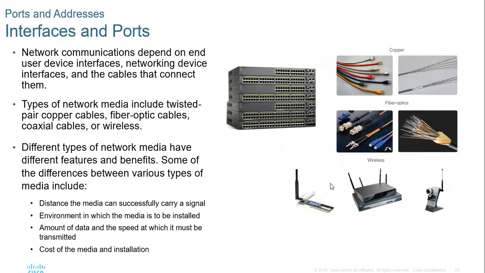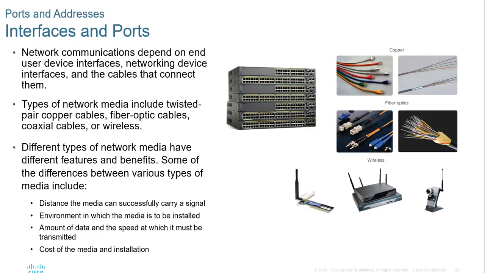Interfaces and ports. So these are the basic switches and different connectors are there, like copper connectors, fiber optic cables, wireless connectors. Network communication depends on end user device interfaces, networking device interfaces, and cables that connect them. Types of network media include twisted pair copper cable, fiber optic cables, coaxial cables, and wireless.